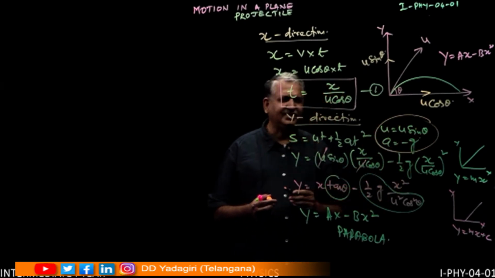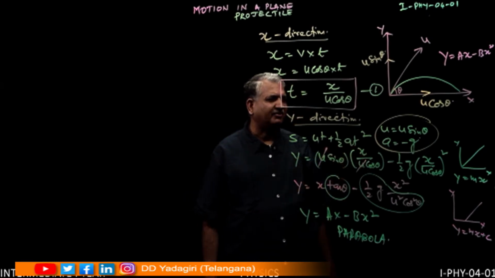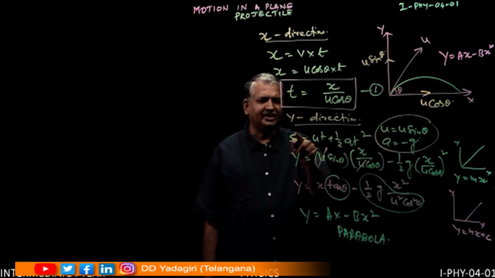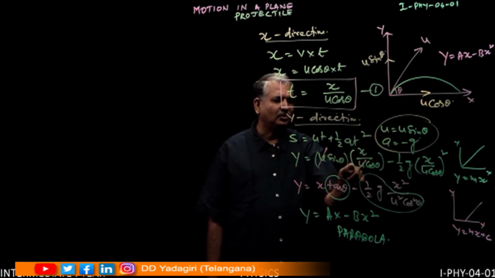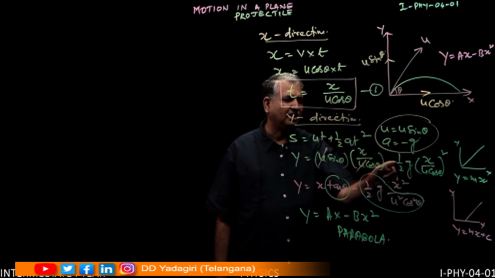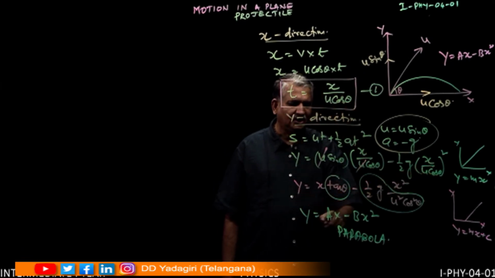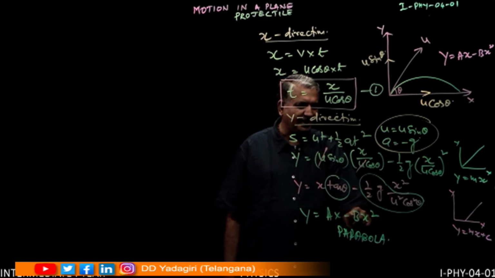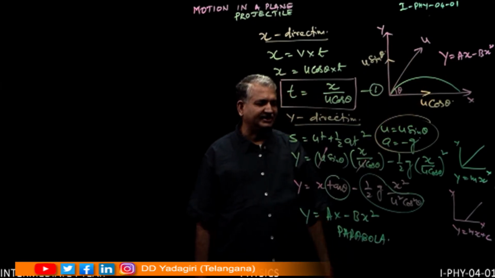If I want to calculate the displacement in the y direction, the formula is s = ut + ½ at². S means y, u means u sin θ, minus t means x/u cos θ minus, as it is going up, ½ g. t² means x/u cos θ (²). And if I take tan θ as a and this value equal to b, it is ax - bx², nothing but the equation what I expected, and therefore the path of a projectile is a parabola.